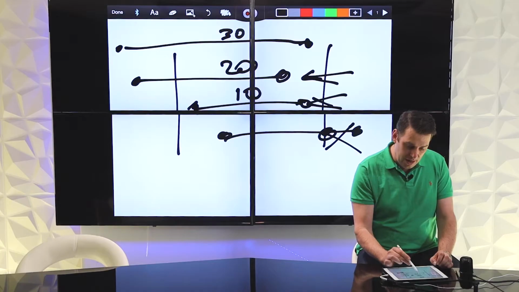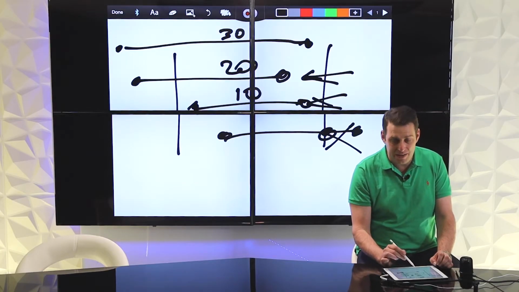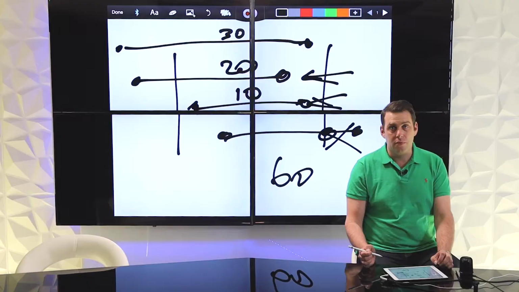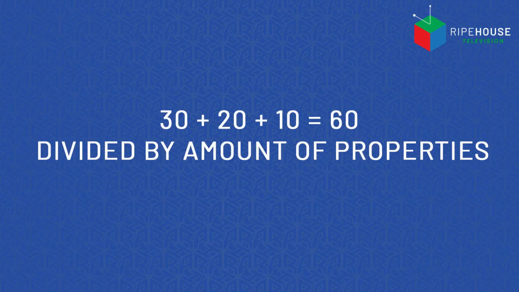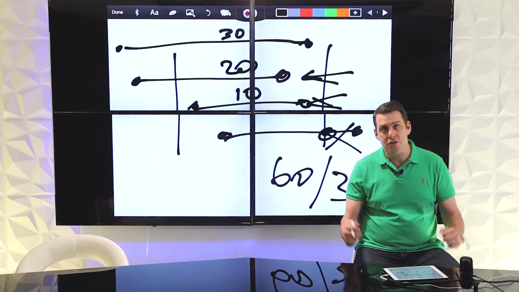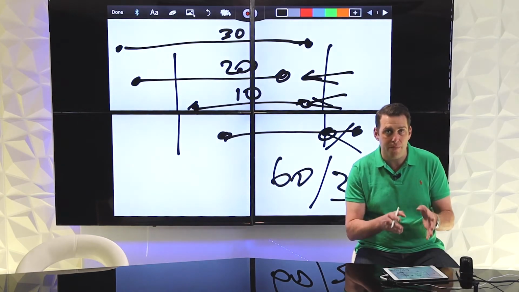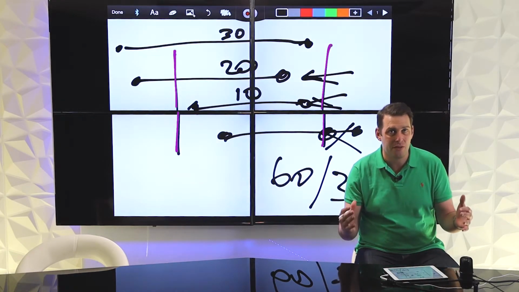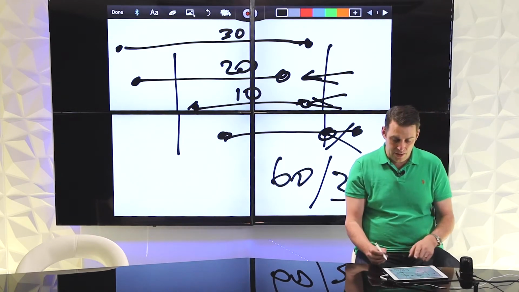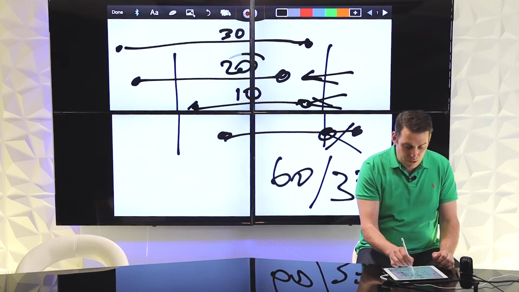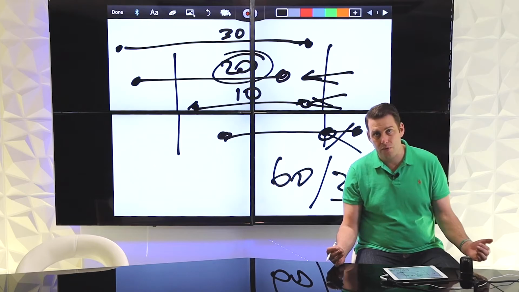When we're calculating the average days on market for that period, it is now 30 plus 20 plus 10 equals 60. Divided by 3 equals 20. That's the average days on market figure for the month, the rolling month in retrospect. The median, obviously, in this case, is the middle number, which is 20 as well.